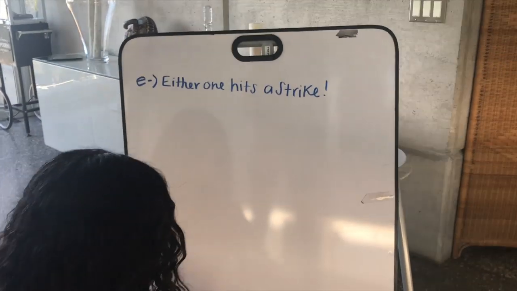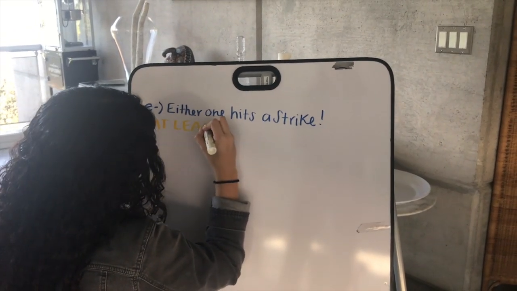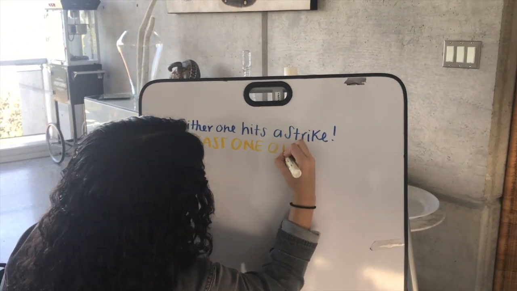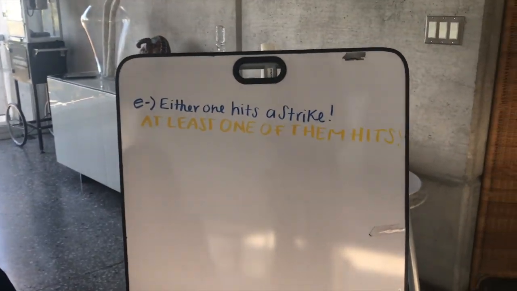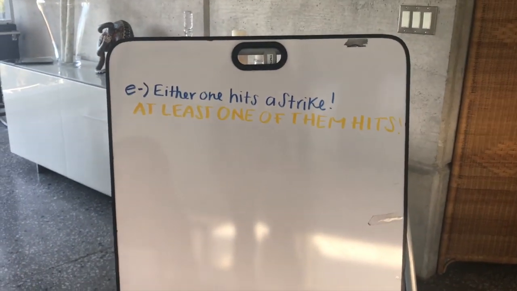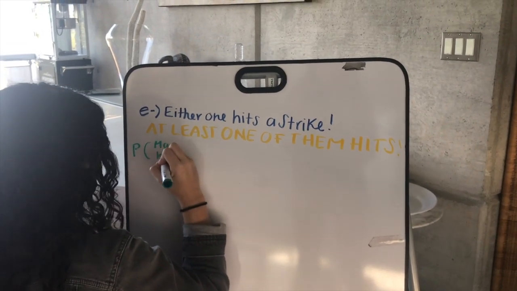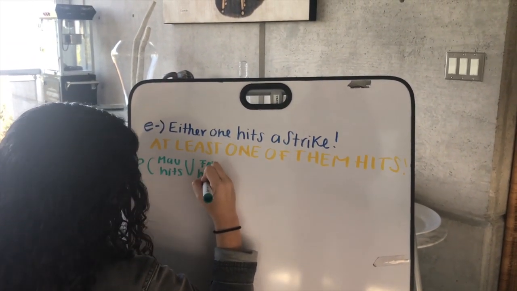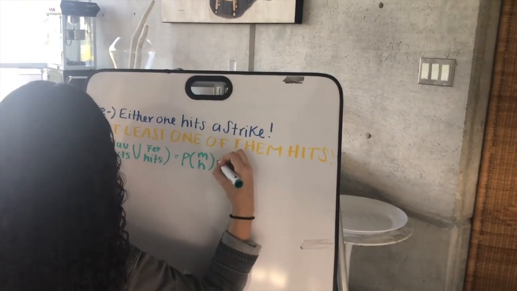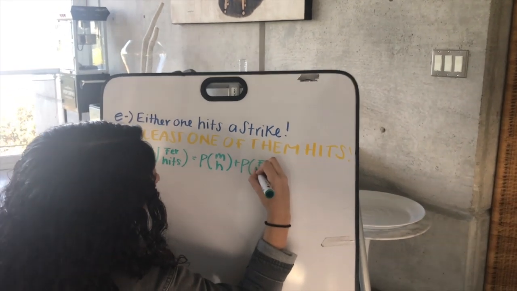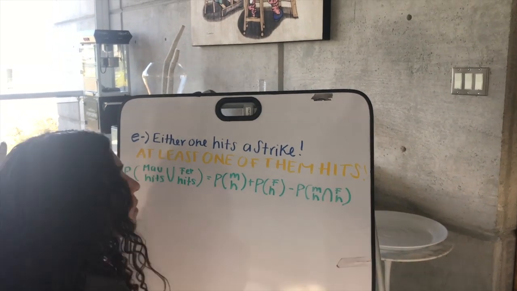Last but not least is letter E. Either one of them hits a strike. So this problem tells us that at least one of them hits. This problem is not mutually exclusive, so it will go like this: the probability of Mao hitting or the probability of Fer hitting, which is going to be the probability of Mao hitting plus the probability of Fer hitting minus the probability of Mao hitting and Fer hitting.